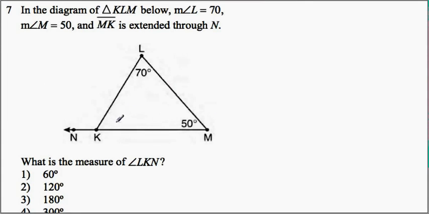Okay, here we have angle LKN. This is the exterior angle. One thing about the exterior angle is that it is always the sum of the non-adjacent angles. So therefore, the exterior angle must be 70 plus 50, which is equal to 120. That must be our answer.